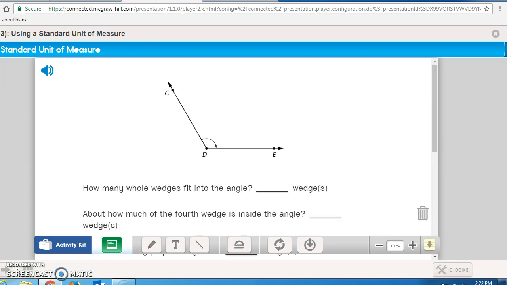For this next problem, you're going to need to use a wedge. And a wedge is your purple fraction circle piece. Look at angle CDE on Math Masters page 212. That's what you're seeing on my screen. So if you need to pause the recording, please go get that.